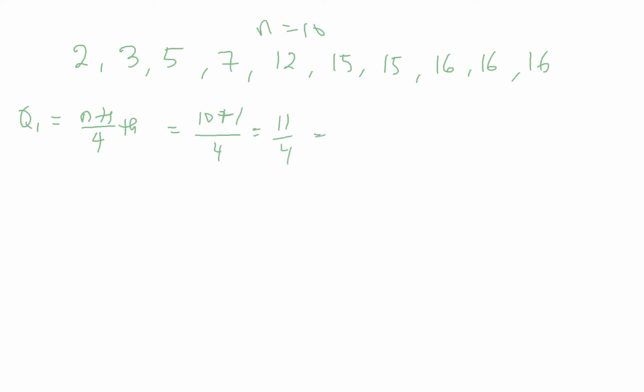11 divided by 4 is 2.75. All right. So you're looking for the position that falls at the 2.75 position. This is the first position, second position. Okay. So we will have to work further to find out what to read, because it's between the second and third position, to find out what really will be our first quartile.